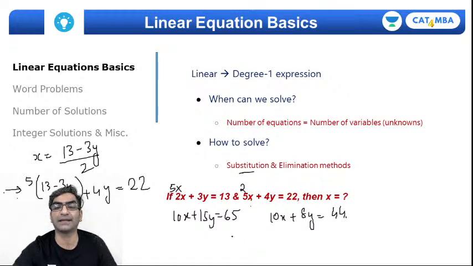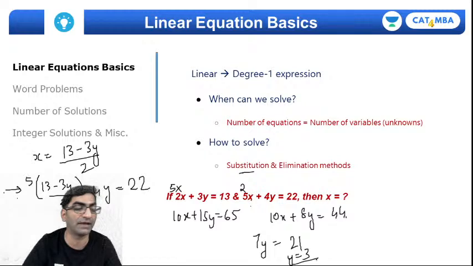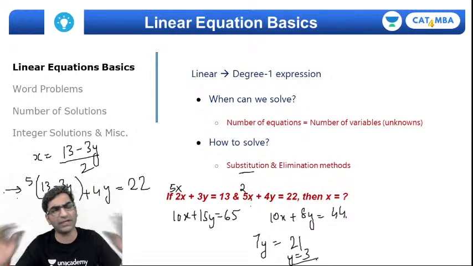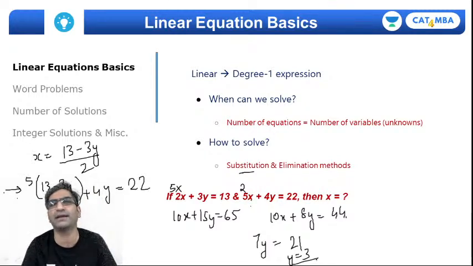And on subtracting, you will get 15y minus 8y is 7y equals 65 minus 44. That's 21, which means y will be 3. And the moment you have y, you substitute and get the value of x, right? So fairly straightforward. ये स्कूल में पढ़ चुके हैं. मैंने सोचा 2 मिनट में recap करा देता हूँ.